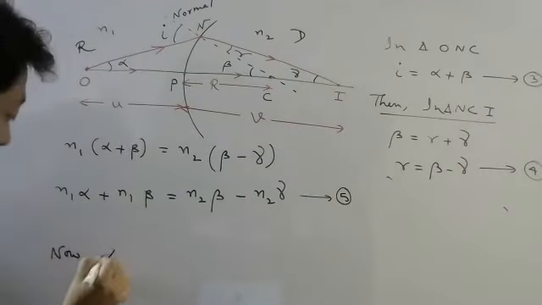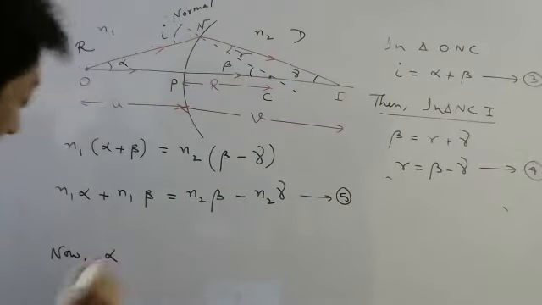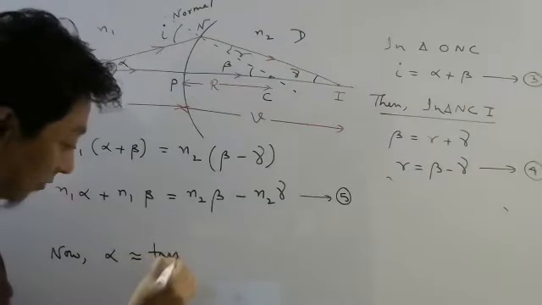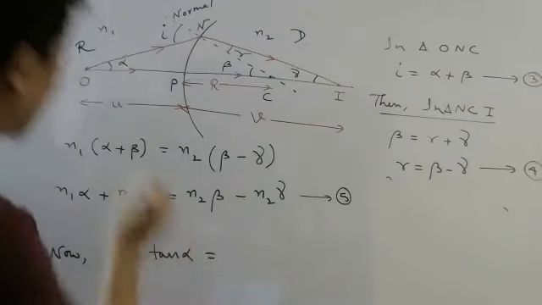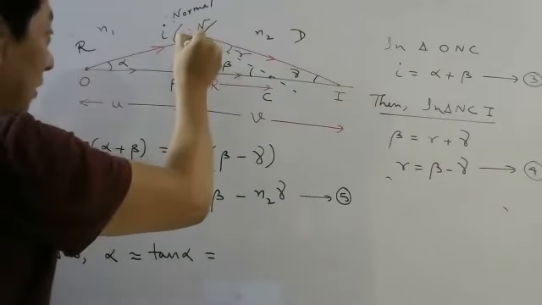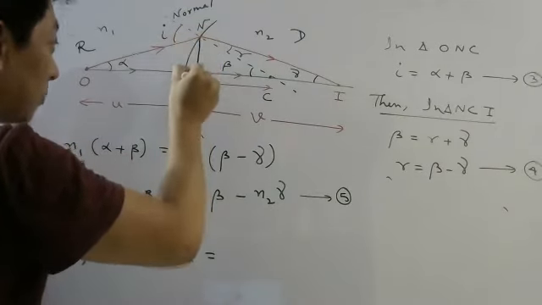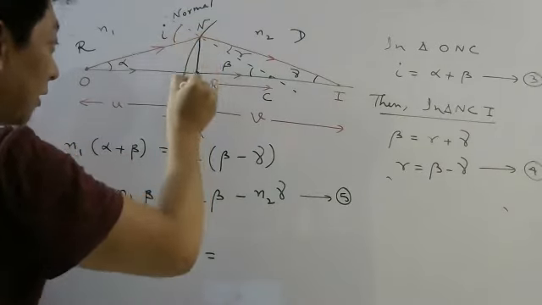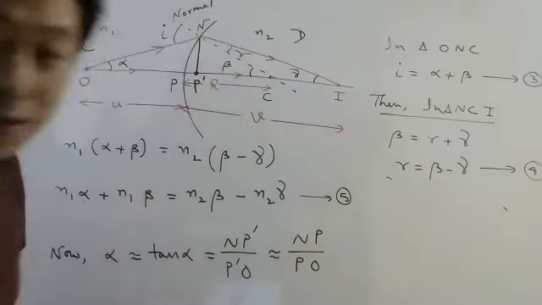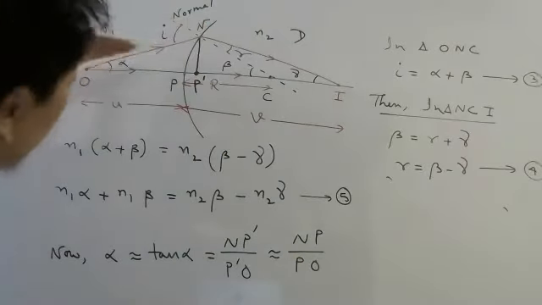Now, because angles are small, remember, this alpha can be written approximately as tan alpha. And tan alpha, in this triangle, if I drop this perpendicular, let me call this point P dash. So tan alpha can be written as opposite, which is NP dash, divided by adjacent, which is P dash O, which can again be written approximately as NP divided by PO. Why, sir?